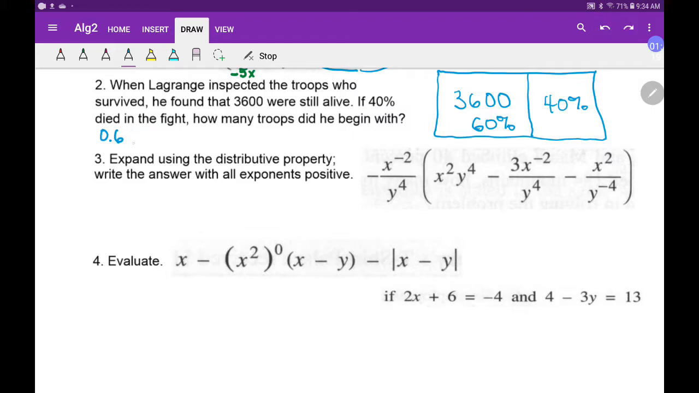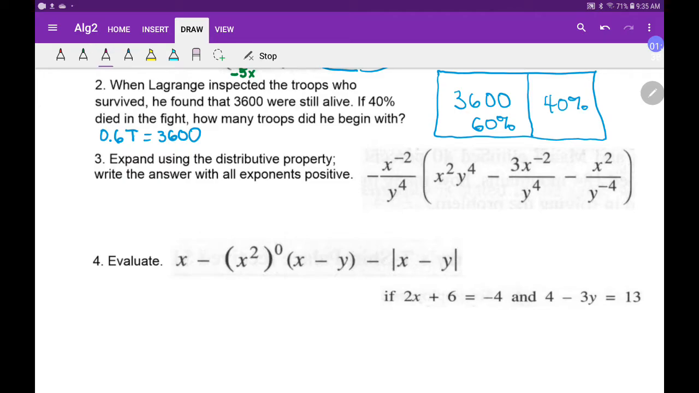And you multiply it by the total. So I'll say T for total, or all the troops, and that's supposed to equal 3,600. 60% is 3,600, and then you can solve for T.